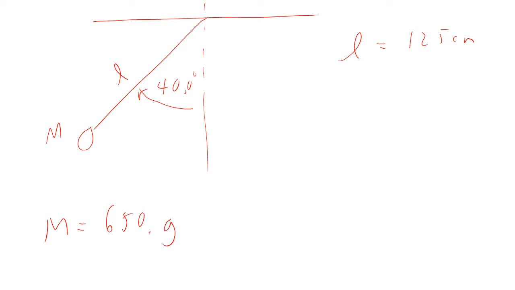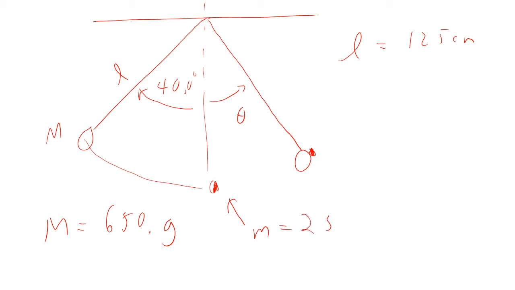Now, when you let go, it swings down here and it hits a little smaller mass that was sitting there. And then afterwards, it swings up over here with that little smaller mass stuck on it. So I want to know how far up does it swing. So you need to know what the small mass is. So let's say the small mass is 250 grams.